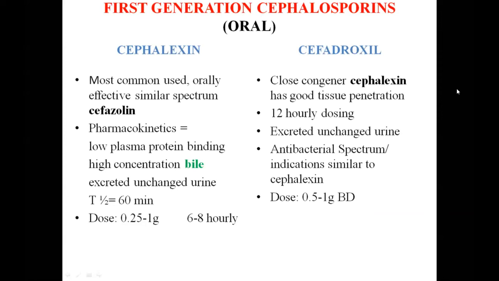Then we come to the oral drugs, that is cephalexin and cefadroxil. Cephalexin is a congener of cefazolin, whereas cefadroxil is a congener of cephalexin. Cephalexin also achieves high concentration in the bile, and it has a T-half of 1 hour. Cefadroxil is a close congener of cephalexin, and it has good tissue penetration.